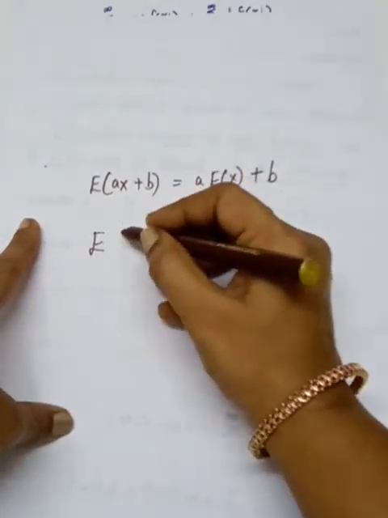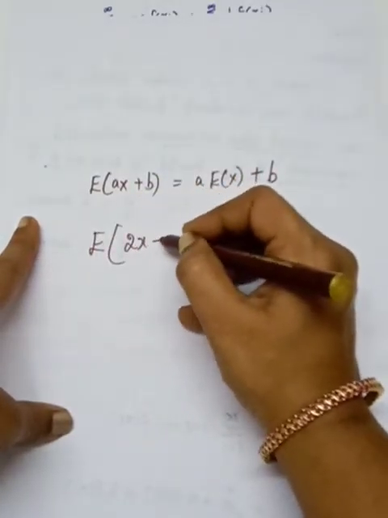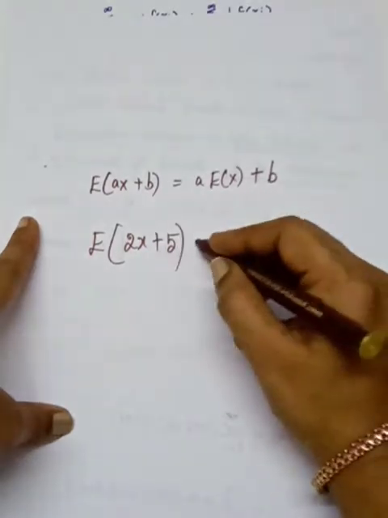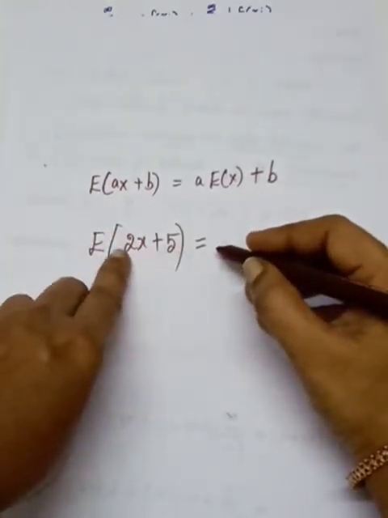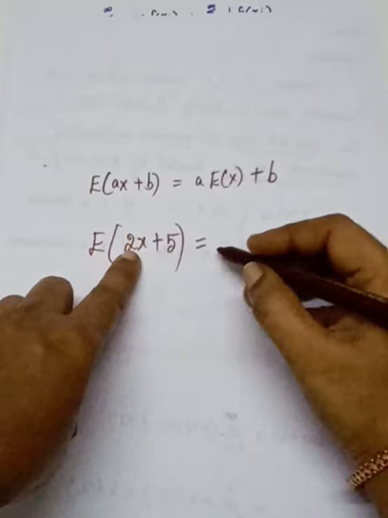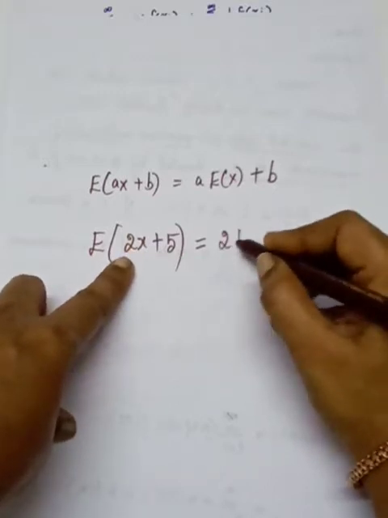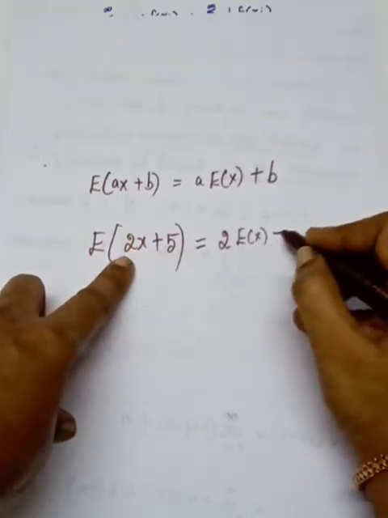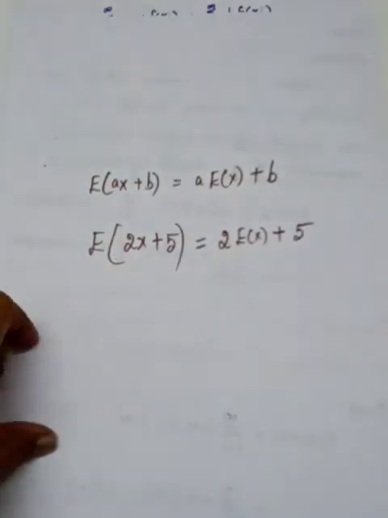So suppose E of 2x plus 5. If you have it like this, how will it be written? If you apply the expected value, for the first term it is 2 into E of x, plus 5. So this will be the answer.